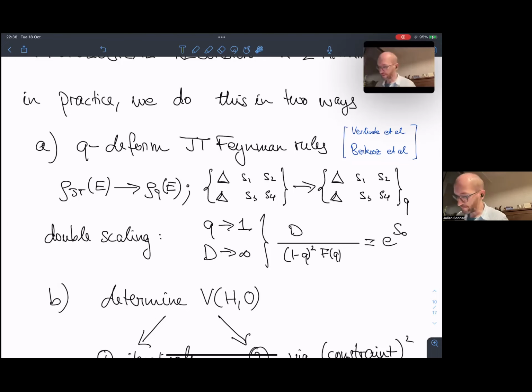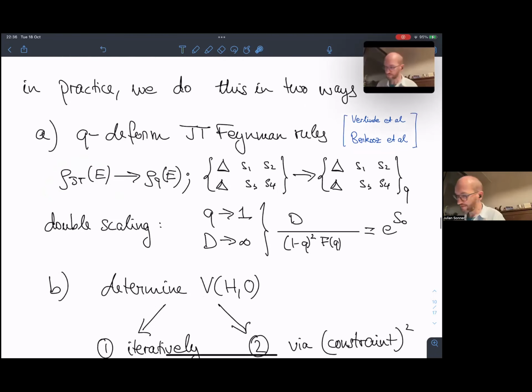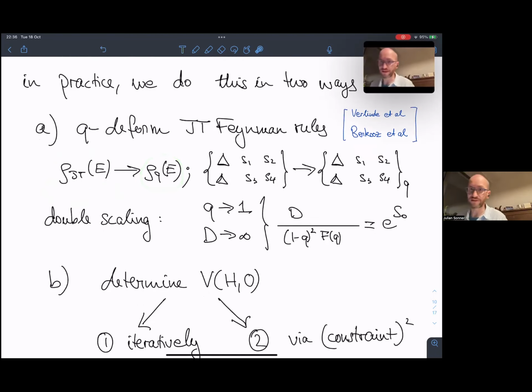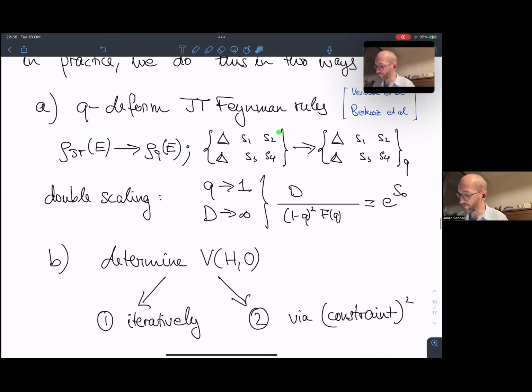So the spectral density, which used to be supported on a half infinite line, this was the sinh function that I wrote for you, becomes a q-deformed spectral density, which has finite support, such that if I take the limit that the finite support becomes infinite again, I recover my JT. And furthermore, the vertices in this JT Feynman expansion, which were given by the 6j symbols, can also be q-deformed in the same way, so that they give us q-deformed versions of the Feynman rules of JT gravity.